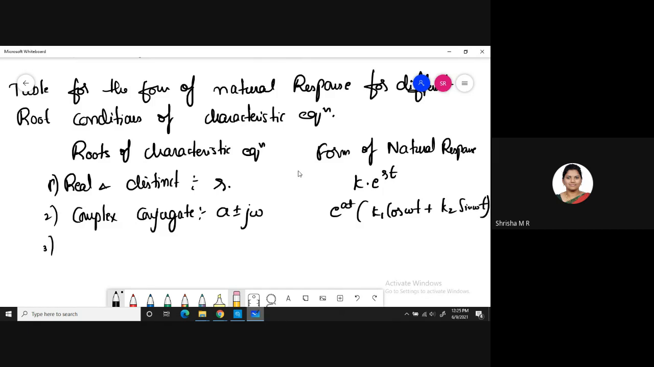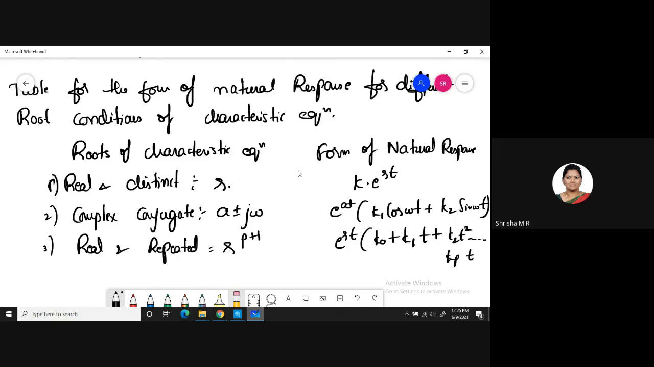Okay. Third one is, if the roots of the characteristic equation are real and repeated, like if you get s1 and s2 both the same, it is of the form r repeated p plus 1 times, and the natural response is e to the power rt into k0 plus k1 into t plus k2 into t square, so on up to kp into t to the power p. Okay, this you have to remember. This block you have to remember.